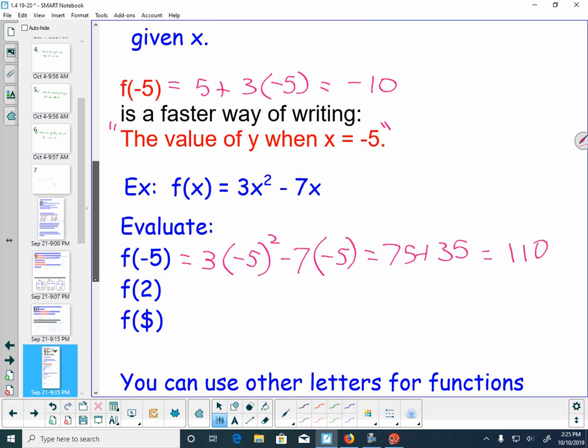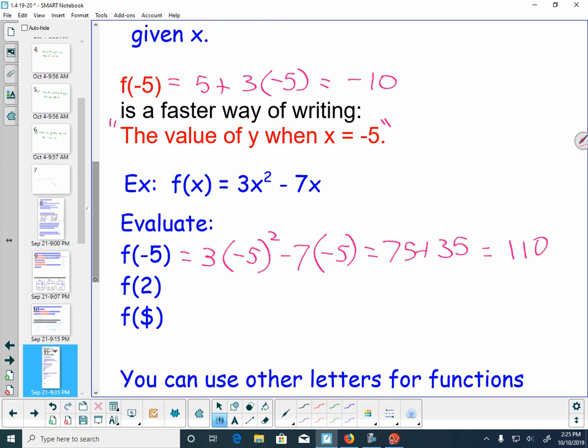We could do f of 2, but I'm more interested in what are you going to say for f of $sign? What's f of $sign going to be? Abigail. Equals 3 times $9 squared minus, times $sign. Yeah. Everybody agree? Whatever's in this parentheses, you're going to plug in for x. The x comes out, and that goes in.